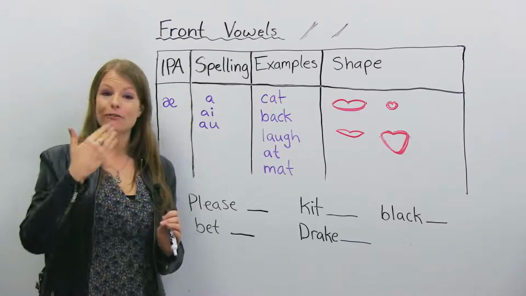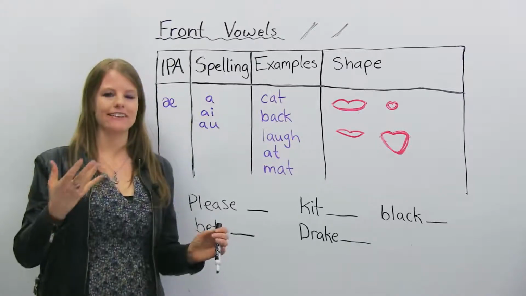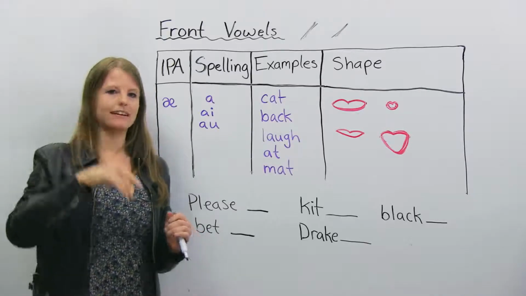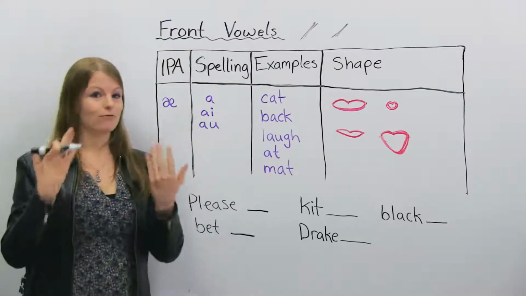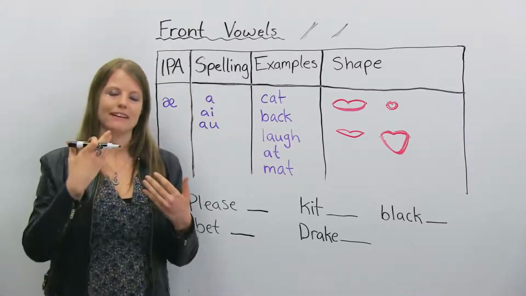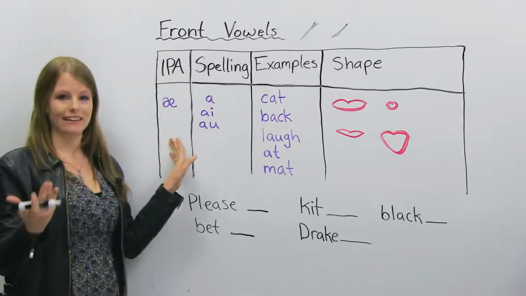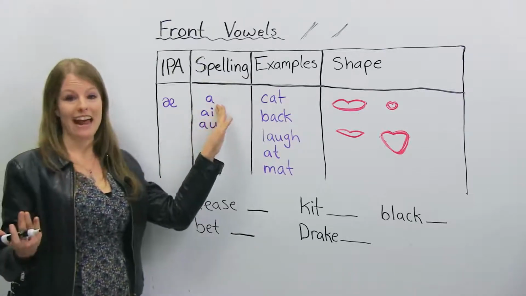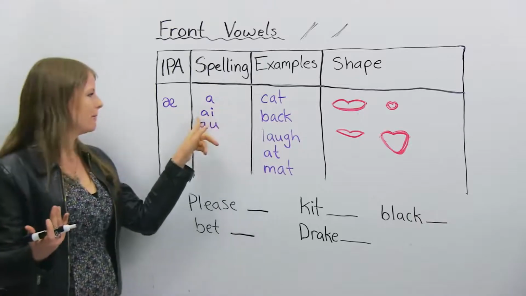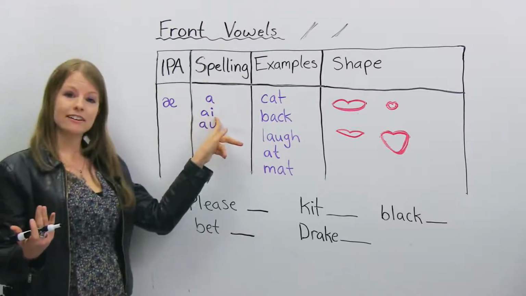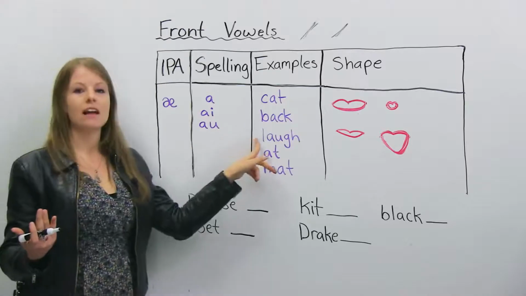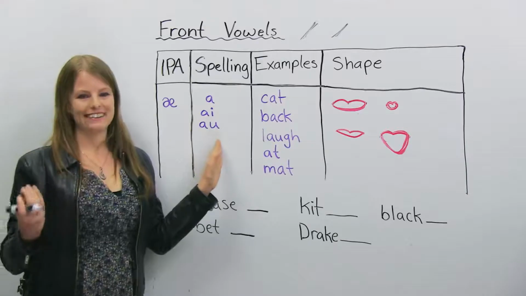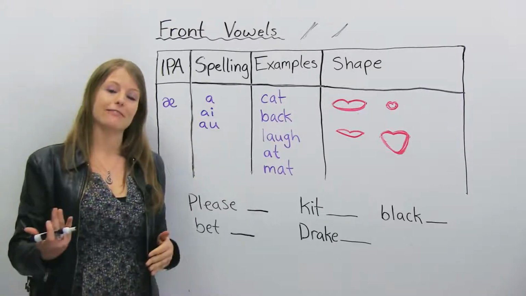Notice your mouth for each of these front vowel sounds. The main difference is that your mouth starts out small, and then it opens up, up, up, until you get to this sound, where your mouth is quite big. So let's look at some examples of spelling. Usually, ah is spelt with just an A. Although there are some words where you might see A and I together, or A and U together, for example, laugh. So this is, again, why sometimes with spelling you can't trust it for pronunciation.